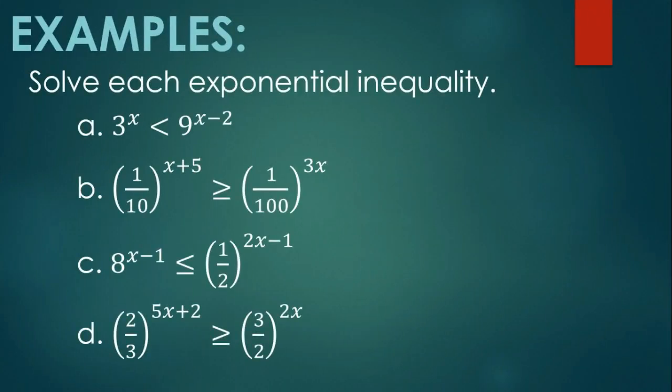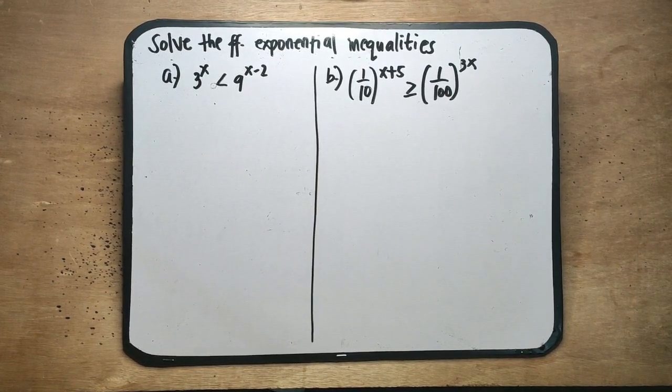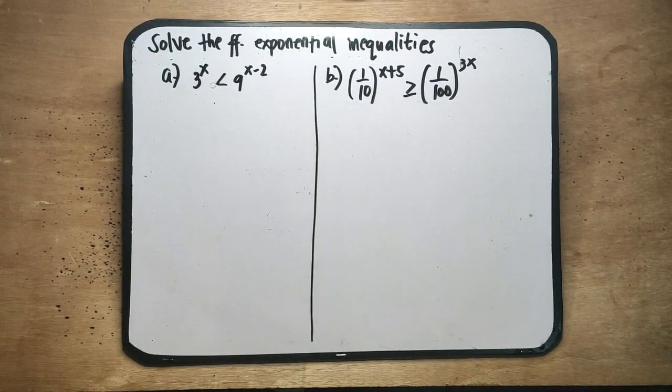Examples. Solve each exponential inequality. For the solution, watch this video. So in this example, we solve for the following exponential inequalities. So the first item, we have 3 raised to x is less than 9 raised to x minus 2.